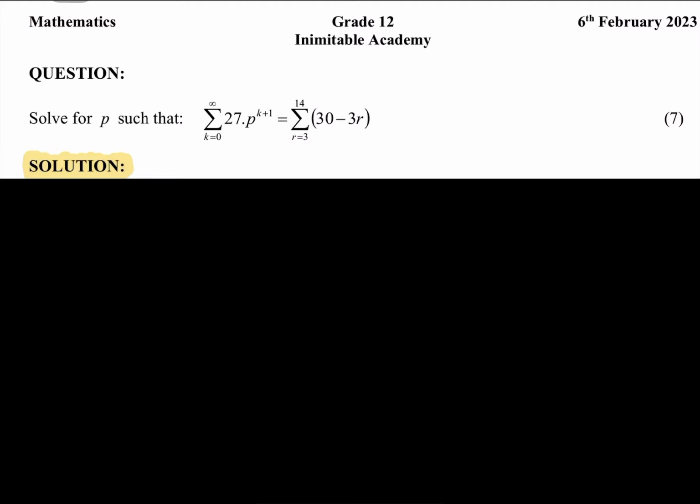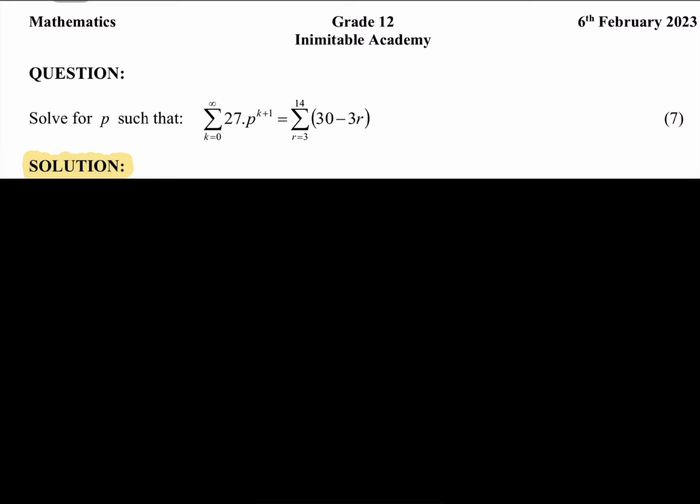We do have two sigma situations here. On the left side of the equation, we see the sum to infinity, where the starting index k equals 0 all the way to infinity. We also have the general term of that sum, which is 27 multiplied by p, where p is the ratio between two consecutive terms, raised to the power k plus 1. That equals another sigma, but this time around the starting index is r equals 3 all the way to 14.